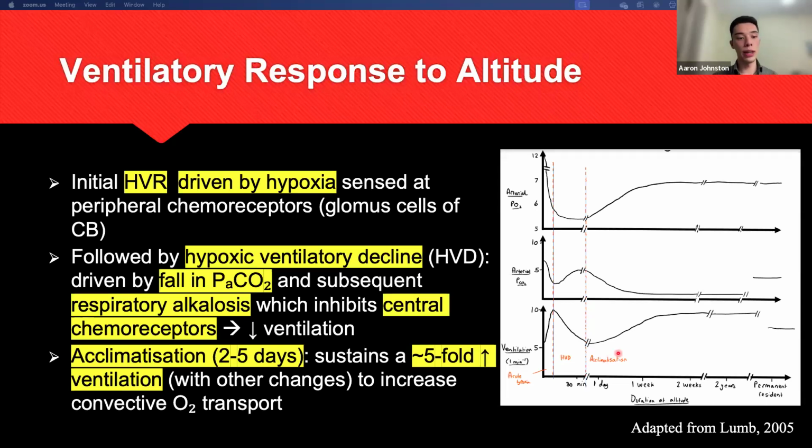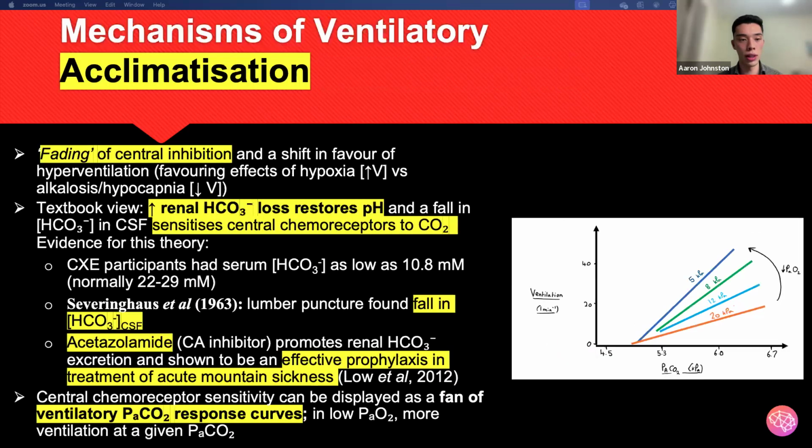But luckily, over the next hours and days, we get acclimatization, which sustains an approximate 5-fold increase in ventilation, along with other changes, which I'll mention in the next few slides, which can ultimately help sustain arterial oxygen content and delivery of oxygen to the muscles that need it.